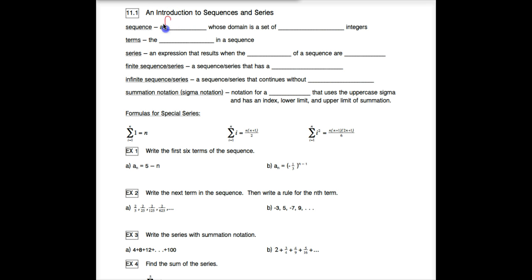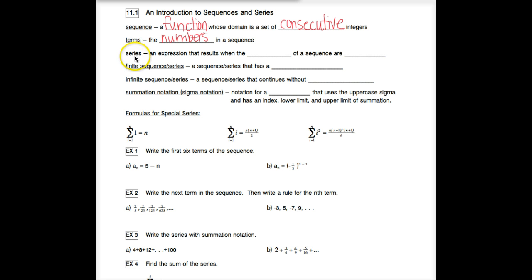So a sequence is a function whose domain is a set of consecutive integers. Remember that consecutive means in a row, so like 1, 2, 3, 4, so on and so forth. The terms are the numbers that are part of a sequence. So sequences are usually separated by commas. So you can see here in example 2, these are both sequences. They're separated by commas. The terms are the actual numbers, 2/5, 2/25, -3, 5, so on and so forth.